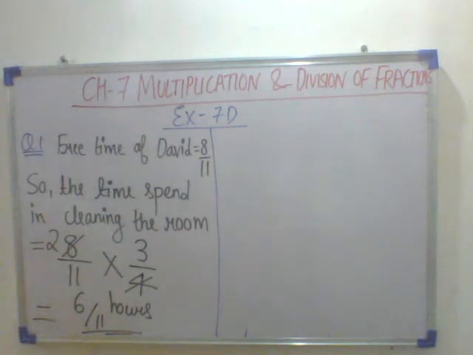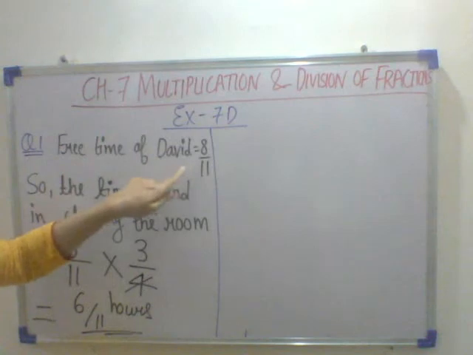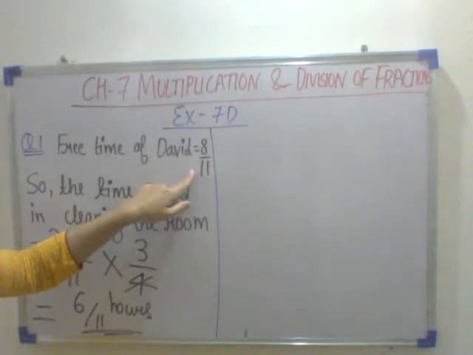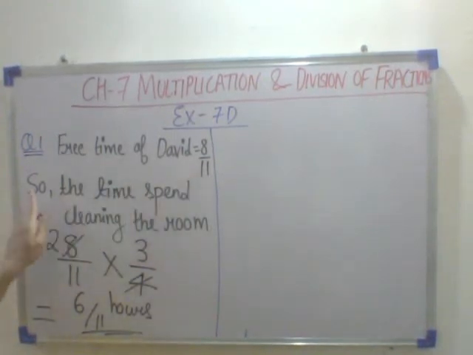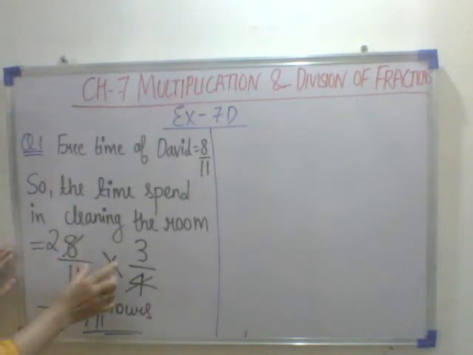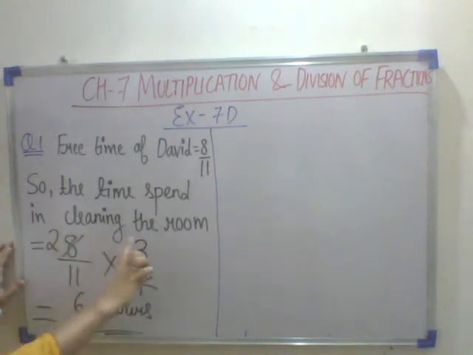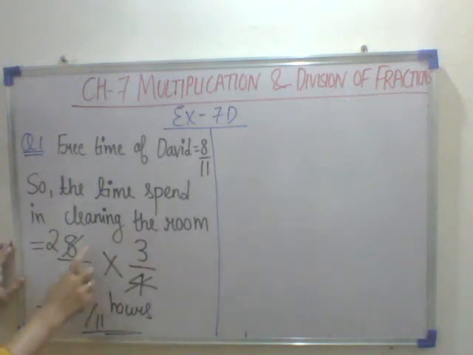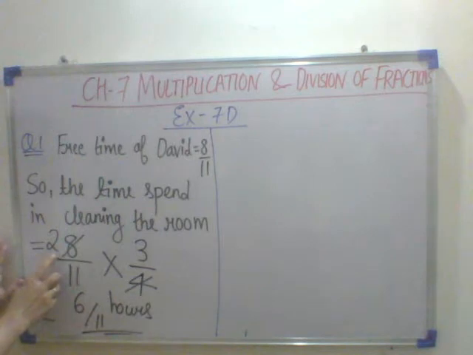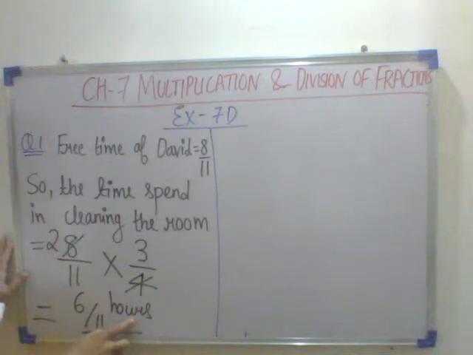Let us revise the question. It is on page number 95. Question number 1. David has 8 by 11 hours of free time. He spent 3/4 of free time cleaning his room. So we have to find the time spent in cleaning the room. So what we have to do? We have to multiply 8 upon 11 with 3 upon 4. These values they are given in the question. You have to cancel 4 with 8. Then you have to multiply 2 and 3. So you will be getting 6 by 11 hours.